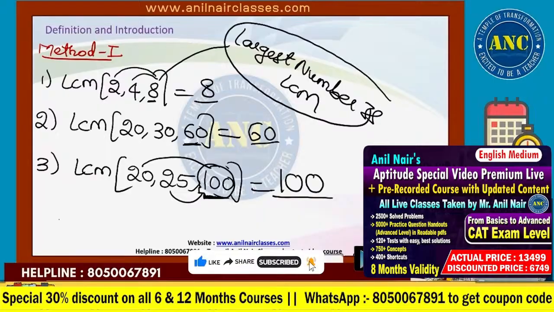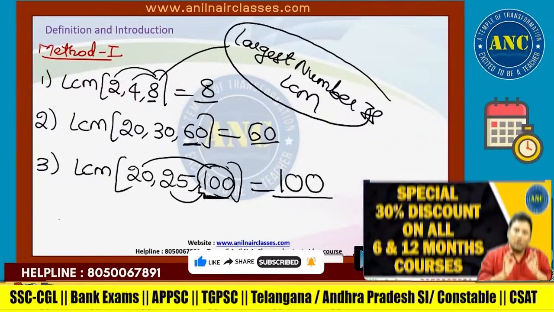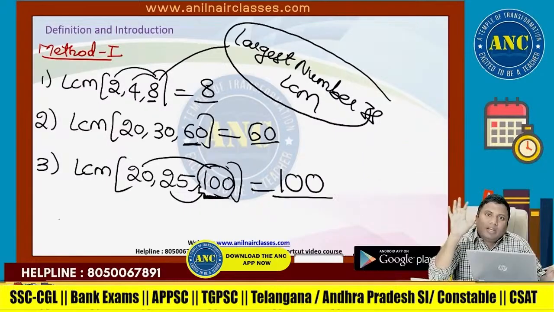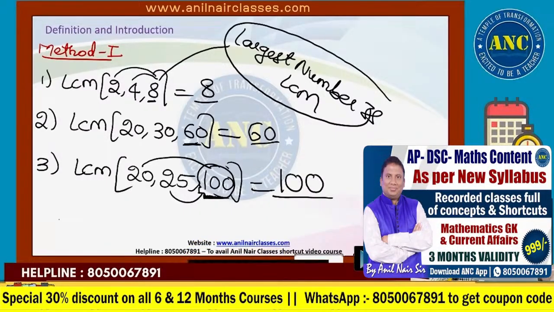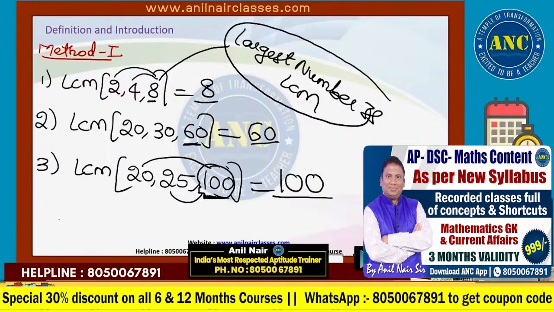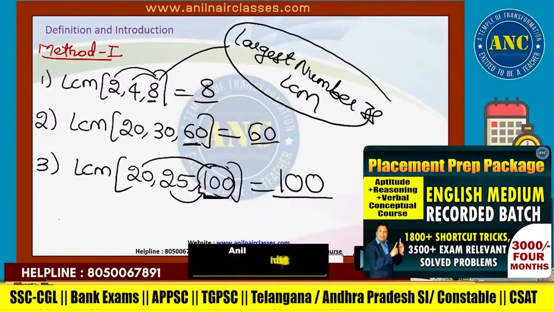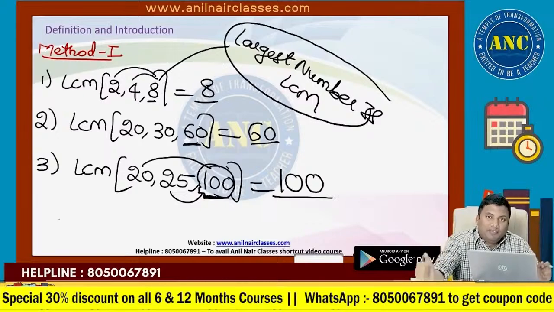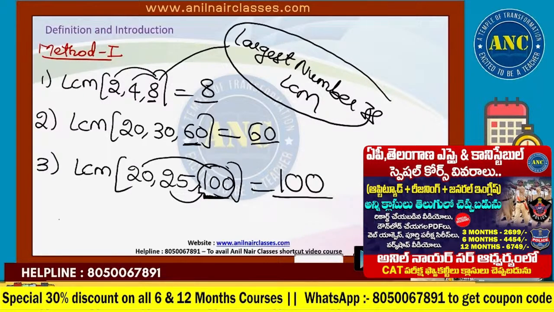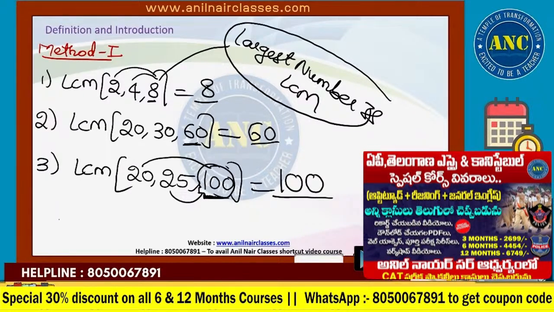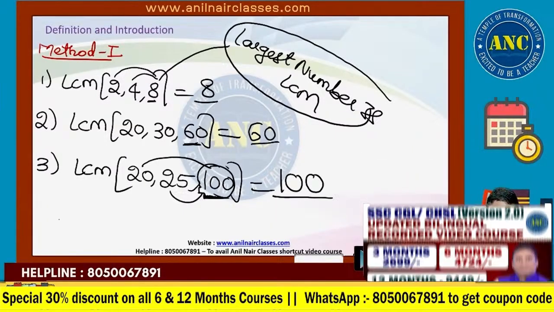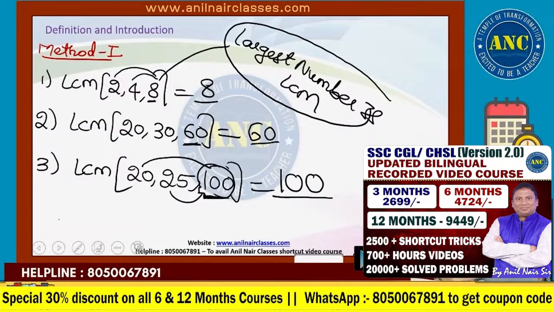Method 1 is: there are given numbers, and if the largest number is a multiple of every other number, then the largest number is the LCM. Now the first question will arise: what if the largest number is not a multiple of every other number? This is method 1, and I hope it is clear. Directly by looking at it, the largest number is a multiple of every other number.